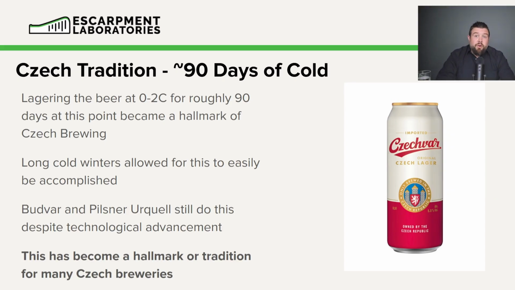Now, this did start one of the traditions that we see that's still to this day used by a lot of the Czech breweries. The Czech breweries typically hold their beer for about 90 days at 0 to 2 degrees Celsius. And this is thought to be a tradition, a bit of a callback to this era. 90 days is roughly how long the Czechs had available to keep this beer that cold. So this makes sense. And to this day, we still see Budvar and Pilsner Urquell use this method for the beer they produce, so they say. This has kind of become a bit of the hallmark of this brewing style. We'll see that later.